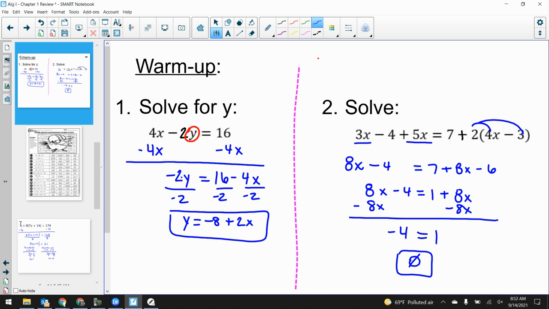Okay. Any other questions on the warm-up or the homework? No? Because this was kind of a review, this was way back in section 1.7. This was back from section 1.5.